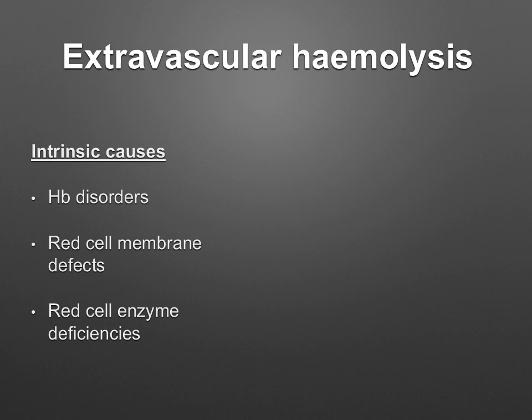These are on the more rare end of the spectrum. I guess from hemoglobin disorders, you have things like thalassemia, red cell membrane defects, something like hereditary spherocytosis, red cell enzyme deficiencies, looking at things like pyruvate kinase deficiency.